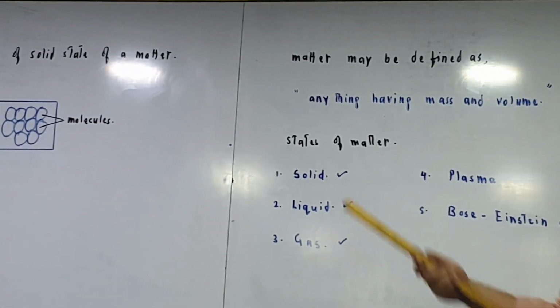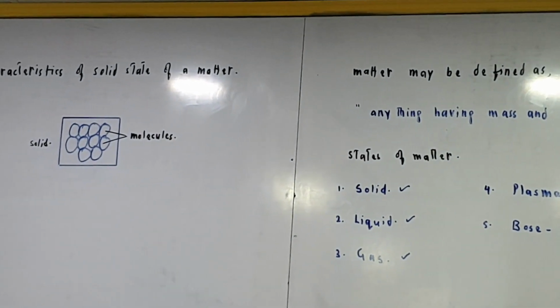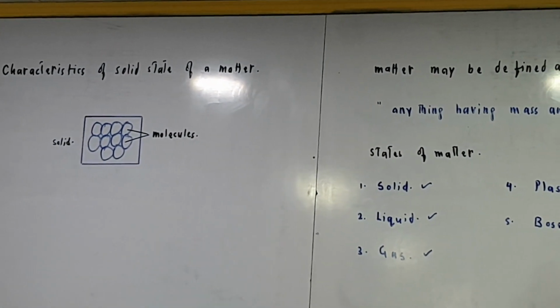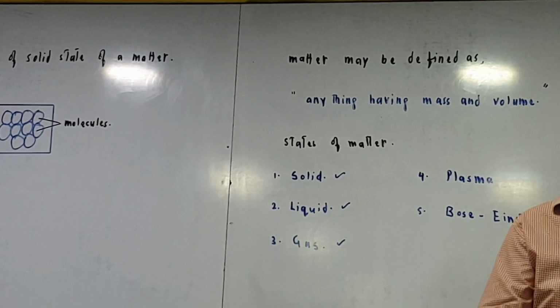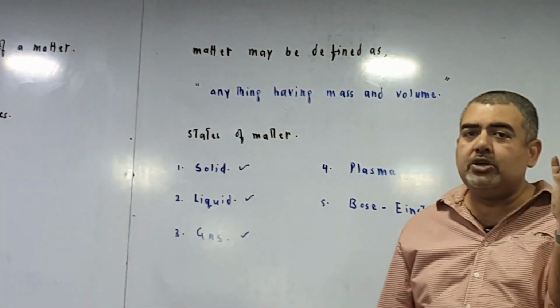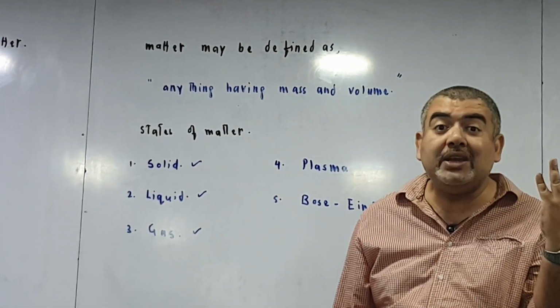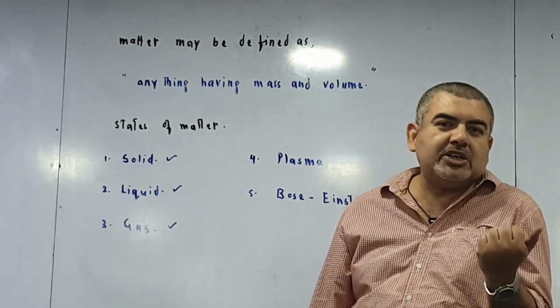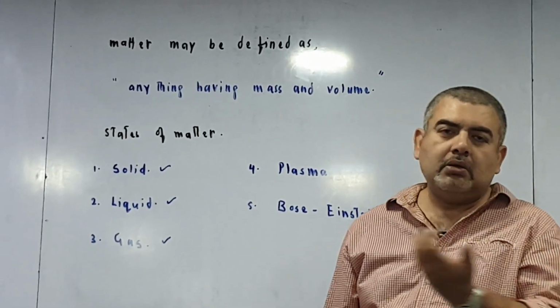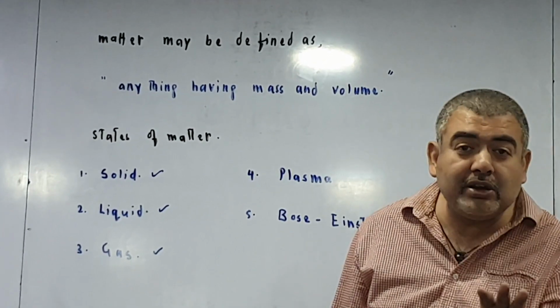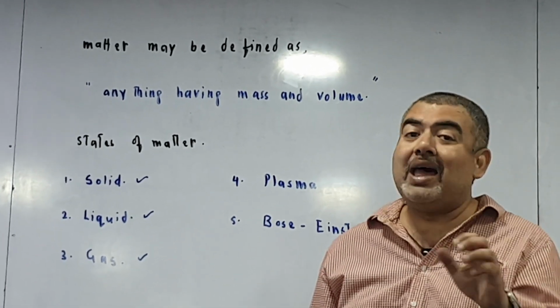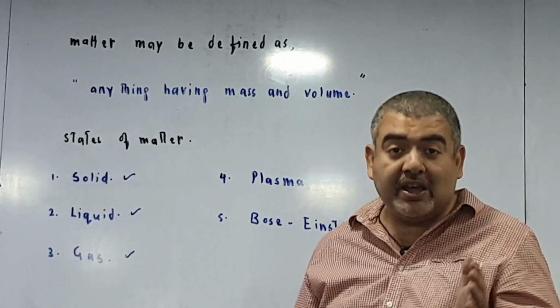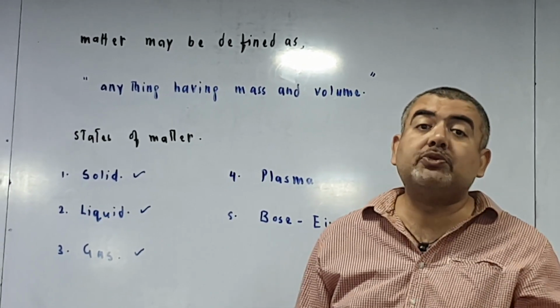Number 3, which type of motion can they execute? They can only vibrate, only move to and fro about their mean position. And when they move to and fro about their mean position, they cannot move freely. So their kinetic energy will be low. Kinetic energy is the energy possessed due to the virtue of motion. Since they are not moving much, their kinetic energy will be low. And last but not the least, solids have definite shape and volume.